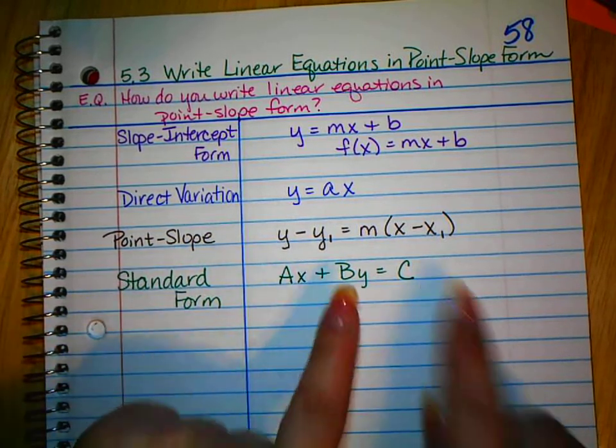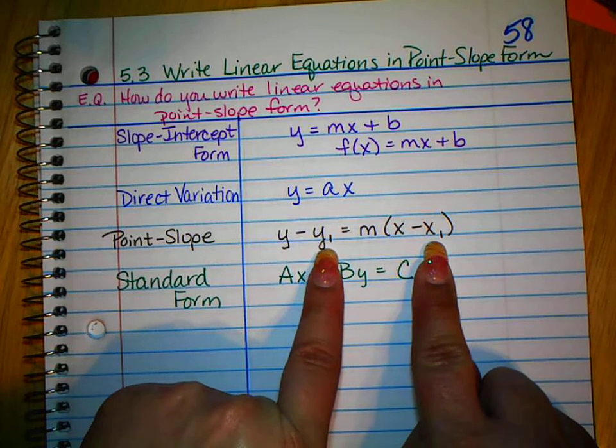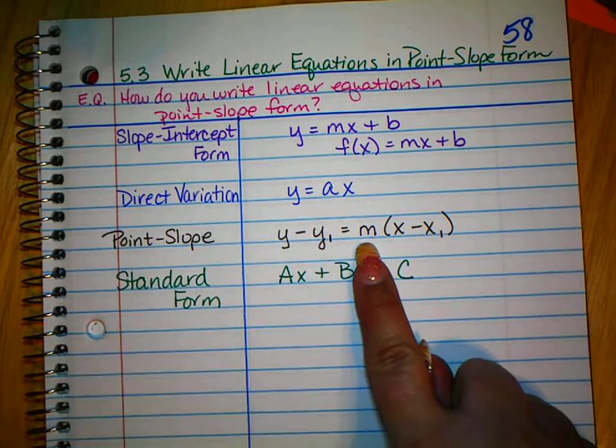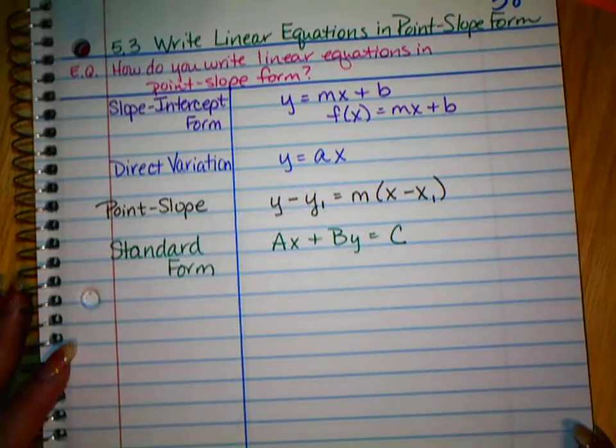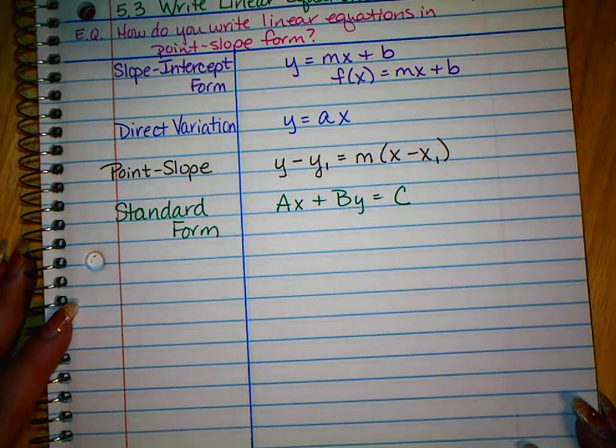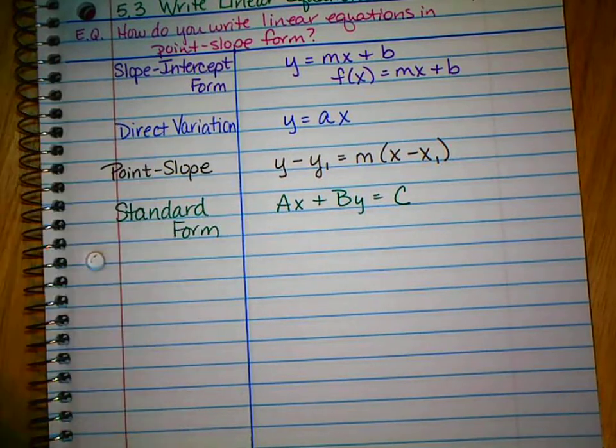Point slope, it's exactly what it says. It's going to specify a point for us. Here's your x coordinate, here's your y coordinate, and it's going to specify the slope. So let's do some examples. Like I said, we'll explain this more as it comes.